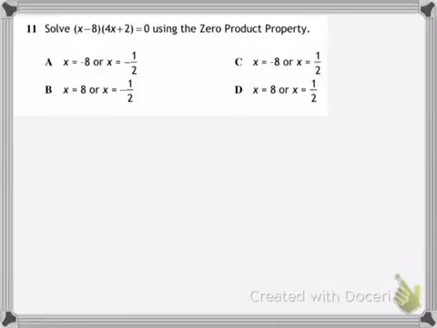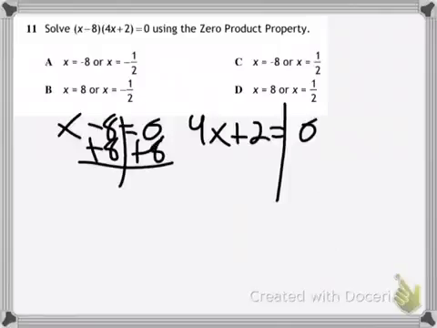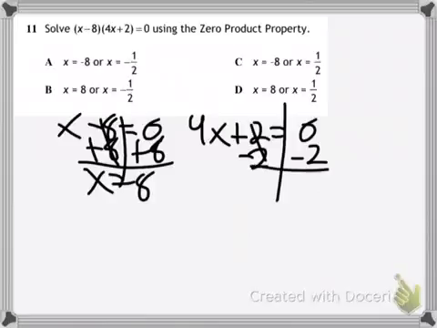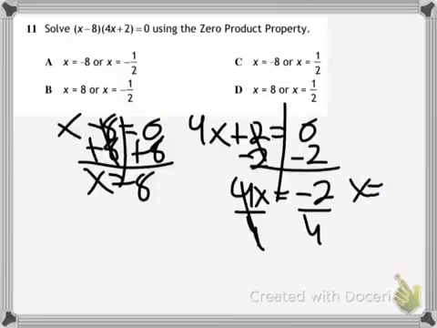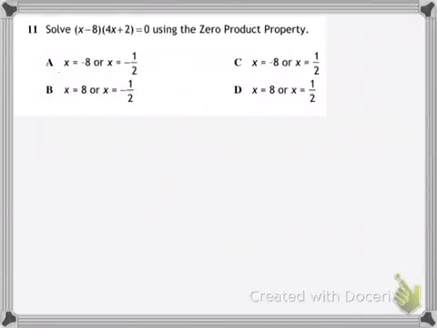Next right here, use the 0 property. So we'll have x minus 8 equals 0, and 4x plus 2 equals 0. Plus 8, plus 8. X equals 8. Minus 2, 4x minus 2 divided by 4. X equals negative 2/4, or x equals negative 1/2. Alright, next problem.